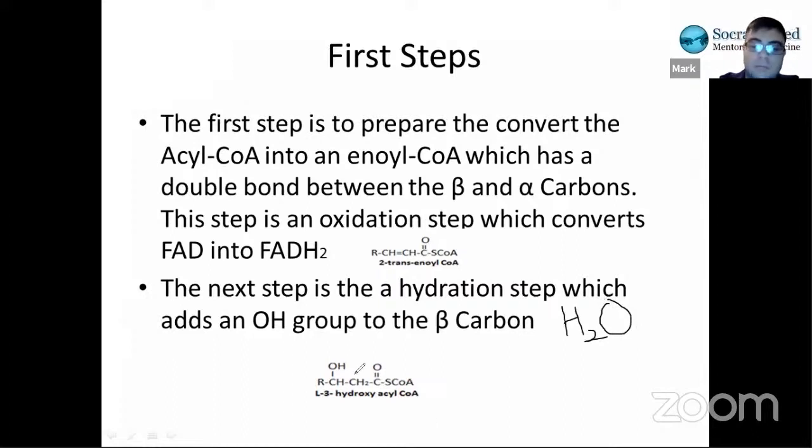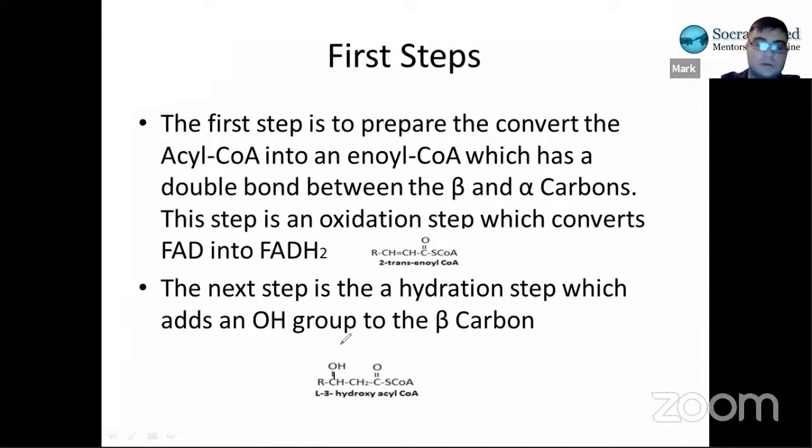We add in water. The OH from water goes onto this carbon, the beta carbon, and then the remaining H goes onto this alpha carbon. So now they're both, again, fully saturated, but now instead of having an H right here, it now has an OH on this beta carbon. The reason for that is because, like I mentioned, we want to make acetyl-CoA from this really long chain.